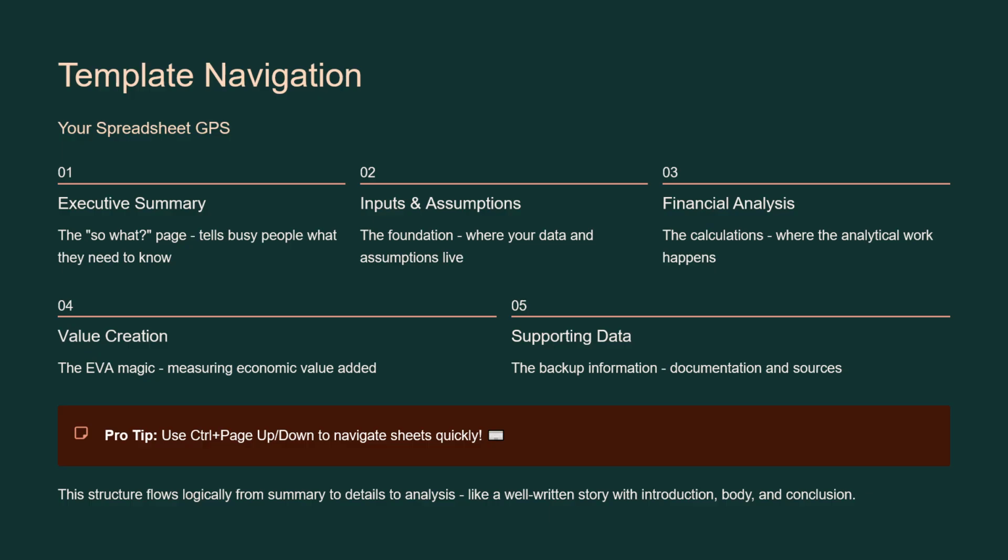In your value creation tab, you're going to integrate those metrics into the EVA and ROIC framework. And then in your supporting data, that's any reference data or background info from the case. You will follow this order when you build and explain your analysis. It mirrors how professional valuation reports are structured.